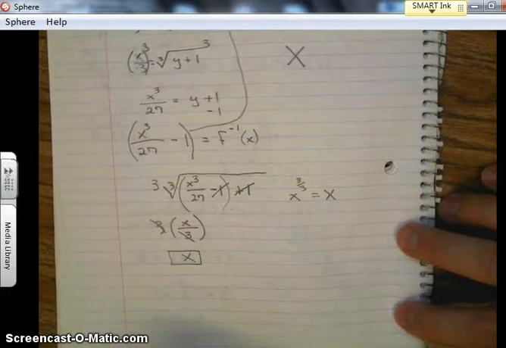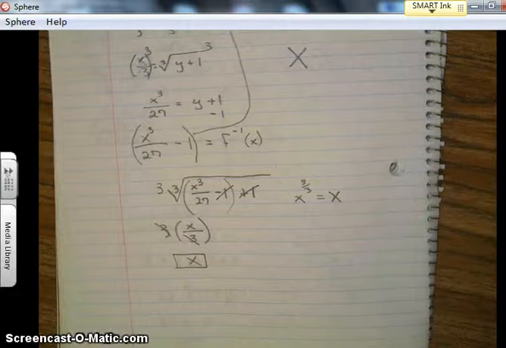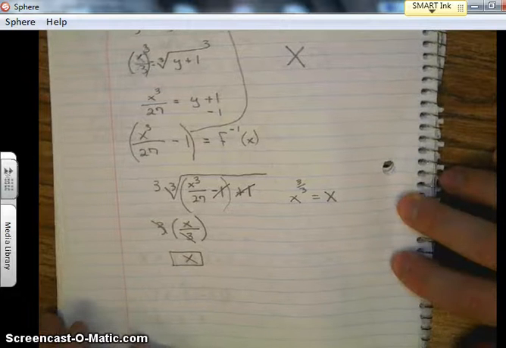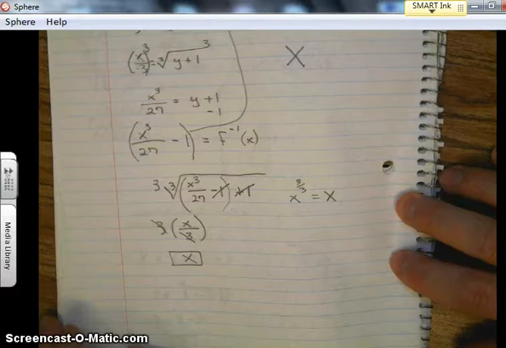So there you go. Composing functions to determine whether or not they're inverses of each other.